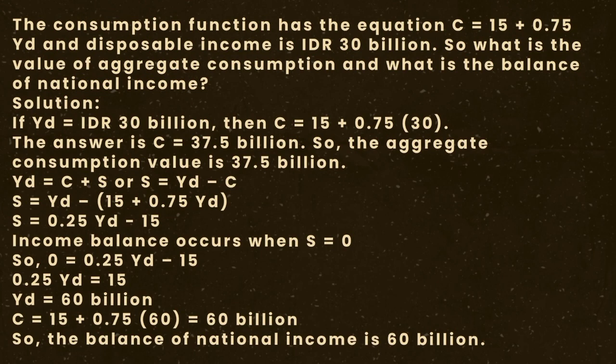Income balance occurs when S is 0. So 0 is 0.25 YD minus 15. 0.25 YD is 15. YD is 60 billion. C is 15 plus 0.75 times 60, which is 60 billion. So the balance of national income is 60 billion.